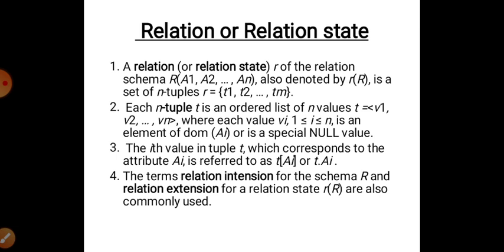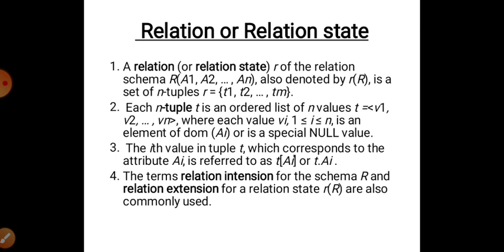Okay, small r equal to curly bracket T1, T2 up to Tm. So there are m tuples. Each n-tuple T is an ordered list of n values, where each tuple contains V1, V2 up to Vn. So all these are values. A tuple contains values for each attribute, where each value Vi, for i greater than or equal to 1 and less than or equal to n, is an element of dom A of i or is a special null value.